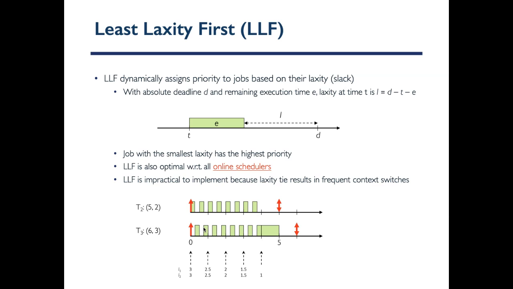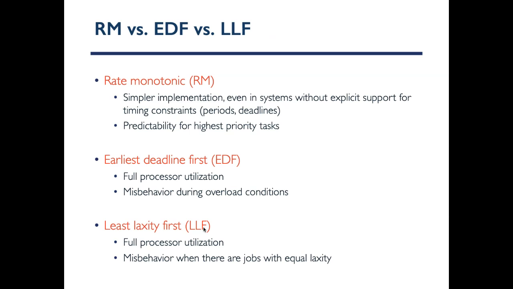And this is basically not a plausible property to have. Okay, so this slide basically summarizes everything we have said. So rate monotonic is very simple. It's a static. EDF is optimal and practical. It might misbehave in overloaded conditions, but hopefully if your system is not overloaded, you should be fine.